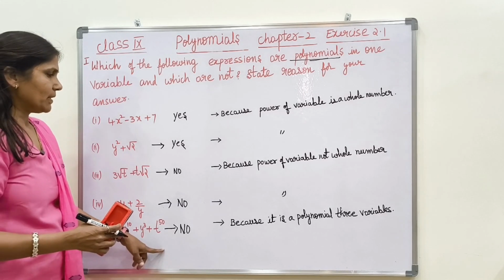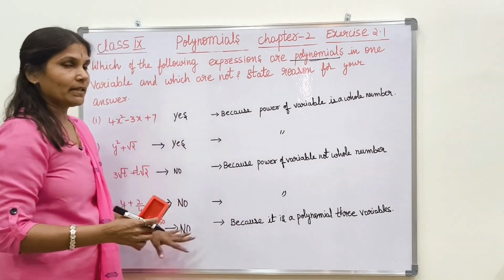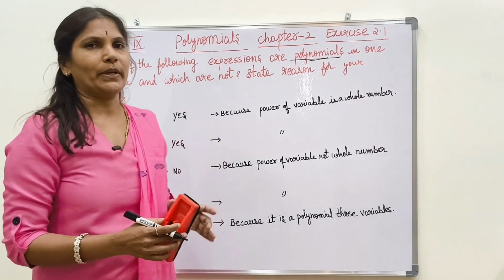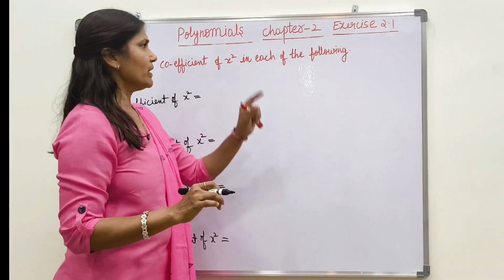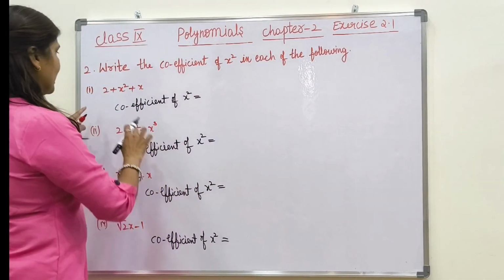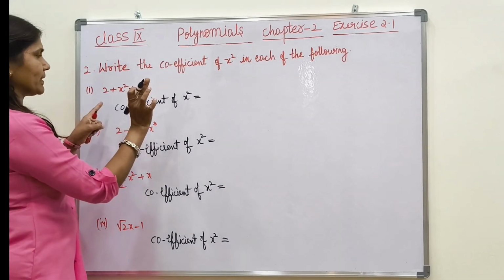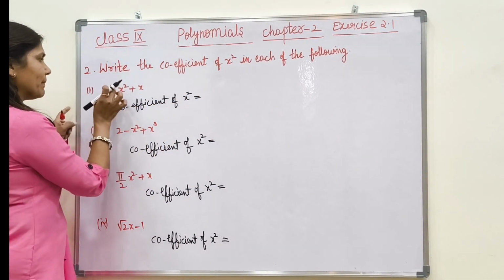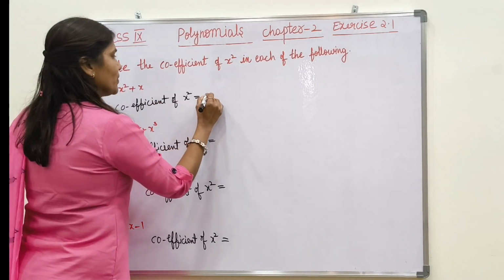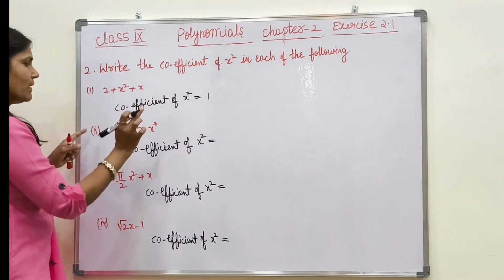This is by no means; here 2 variables are there. So it is a no. Okay. Second question. Write the coefficient of x square in each of the following. See Baba, 2 plus x square plus x. Coefficient of x square. X square backside any number not there means it is a 1. So coefficient of x square is the 1.